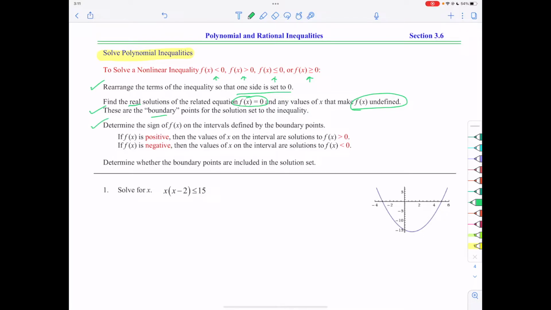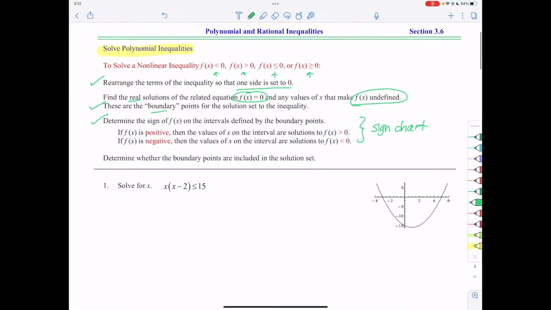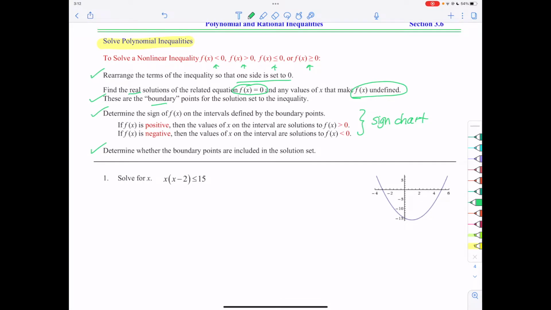Then we will determine the sign of f of x on the intervals defined by the boundary points. So here we will make what we call a sign chart, and I'll show you how to do that. And if the function is positive, those y values are positive, then the values of x on the interval are solutions to f of x is greater than 0. And that's the same if f of x is negative. Then the values of x on the interval are solutions to f of x is less than 0. Then we will determine whether the boundary points are included or not included in that solution set.